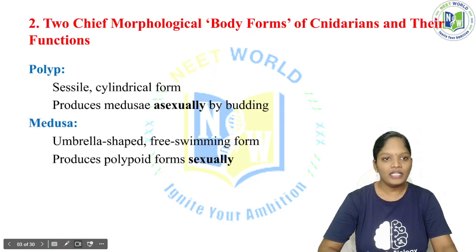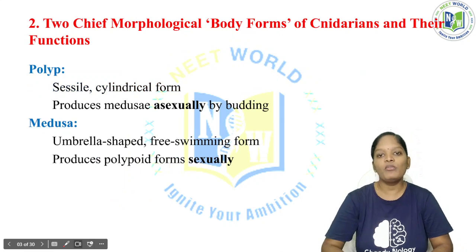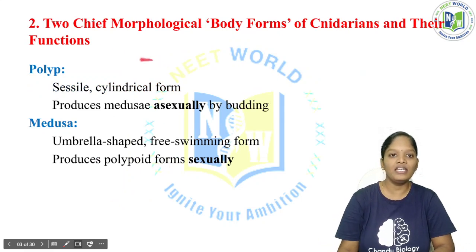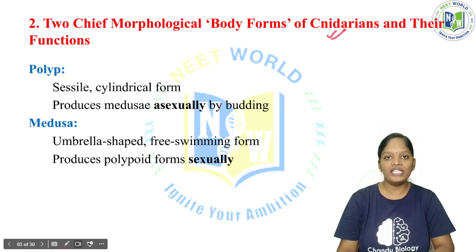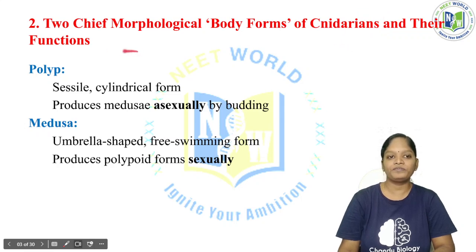Now, the next question: the two chief morphological body forms of cnidarians and their functions. Here they are asking about the cnidarians. There are two morphological body forms. But before that, you should know that the cnidarians, also called the phylum Coelenterata, have the concept of polymorphism. Polymorphism means many forms of body parts. The two important morphological body forms are polyp and medusa.